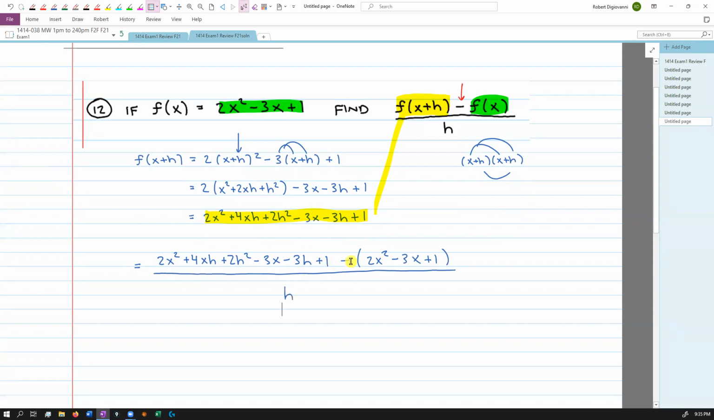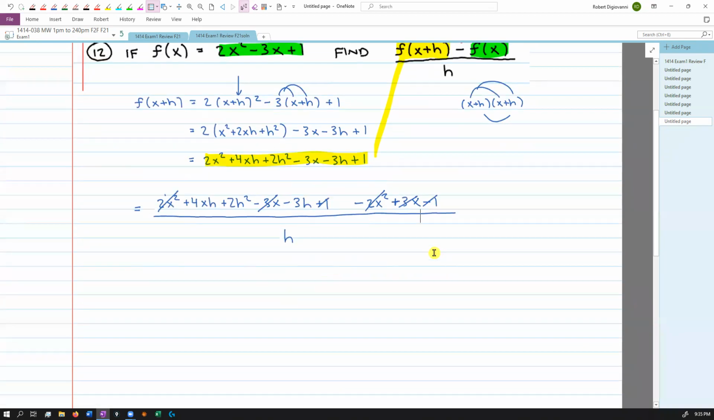Okay, this minus sign goes through and changes the signs of everything. So I'm going to go ahead and do that. This is a minus, this becomes a plus, and then this one becomes a minus, and I don't have that anymore. So now we get good cancellation. This and this are gone, this and this are gone, and then the ones are gone.